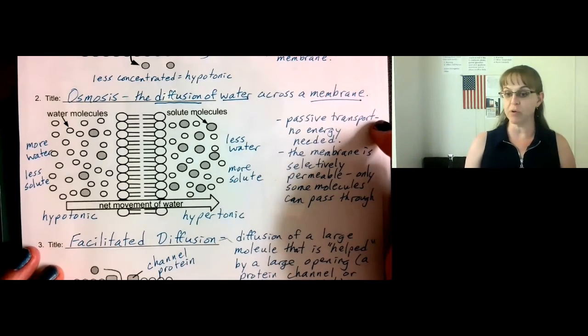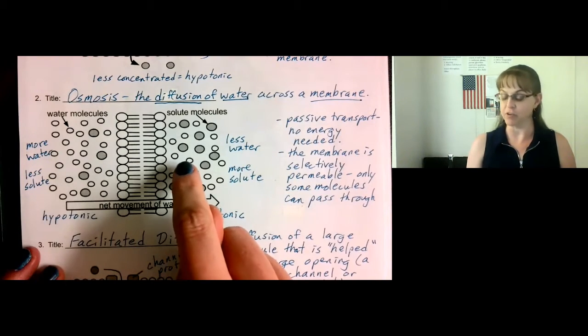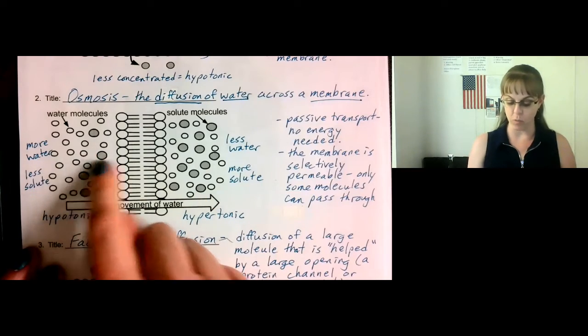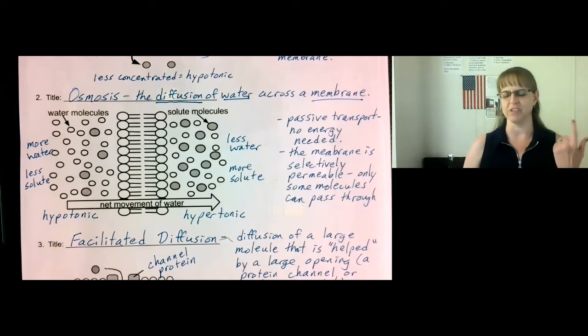This is passive transport. There's no energy needed. The membrane is selectively permeable. In other words, some things can pass through and some cannot. In this case, the water can pass through, but the solute cannot. And this solute could be sugar, it could be salt, it could be anything that's dissolved in the water.